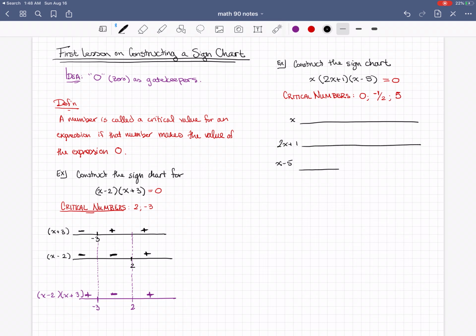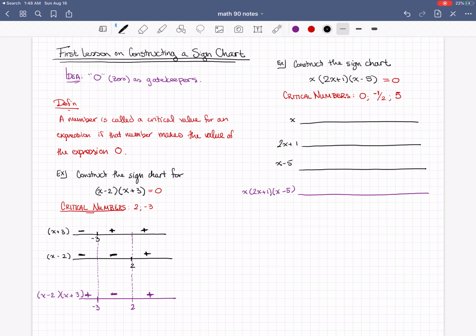As before, I'm using the same color coding system, the individual factors in black, and then the final product in purple. Okay. One of the things that I wanted to show you in this particular example is that when it comes to the number lines, position is much more important than scale.